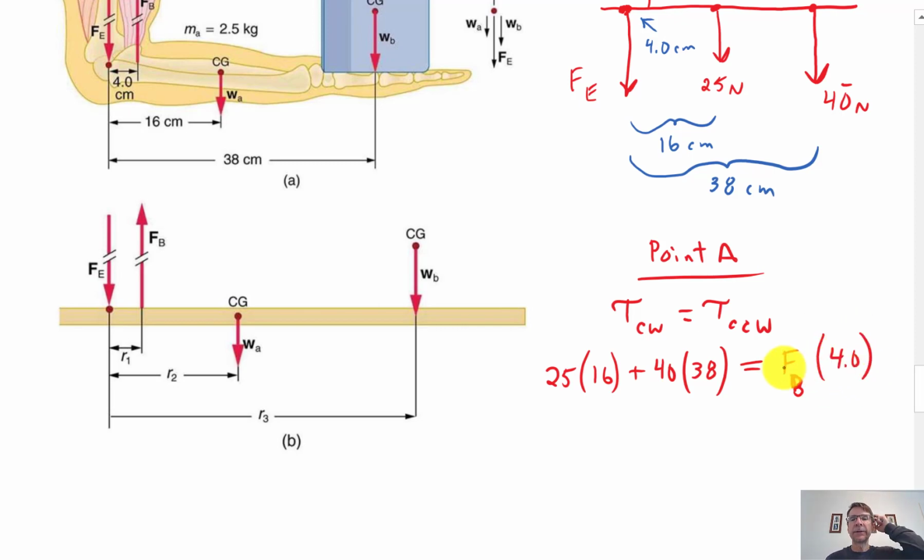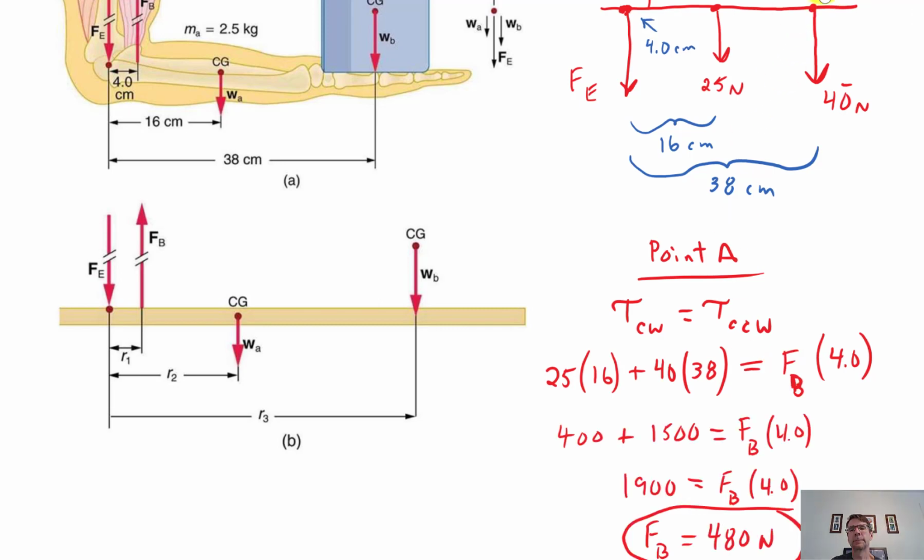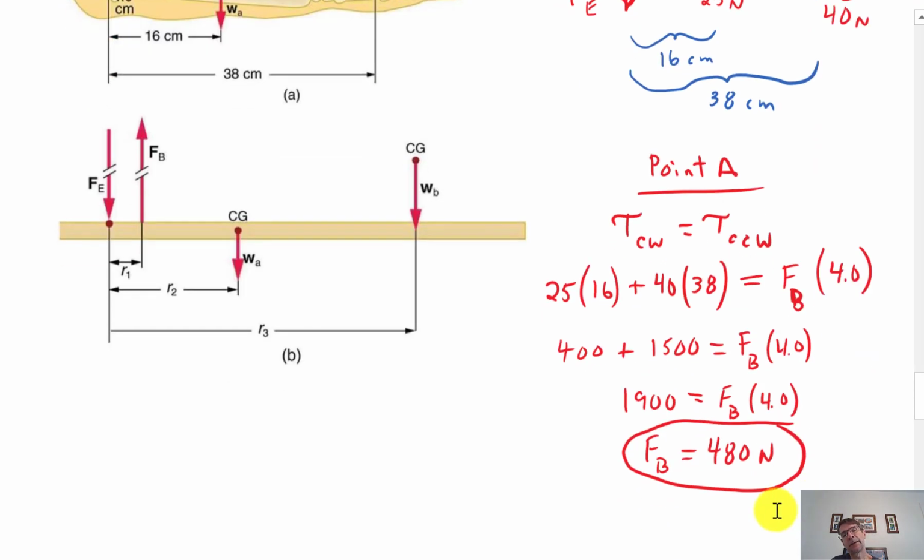So I'm going to do the math here. Okay, so I did the math here. This is 400 plus 1500 equals force of bicep times 4.0. 1900 equals force of bicep times 4.0. So force of the bicep is about 480 newtons.